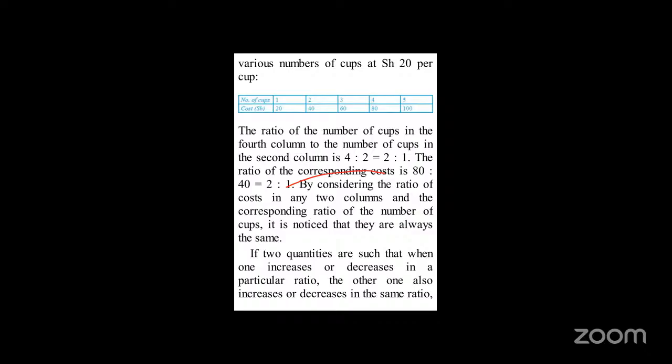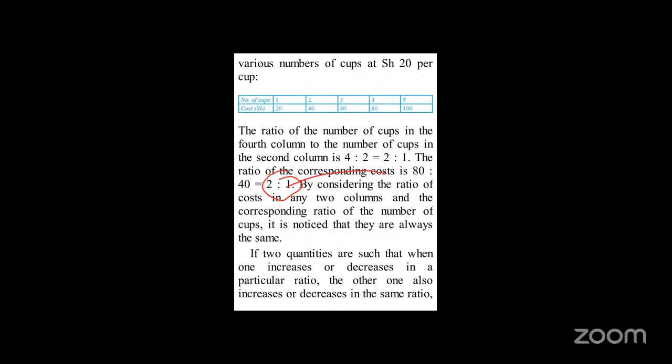So in this case, you see that the ratio of the number of cups in the fourth column to the number of cups in the second column is 4:2, which is 2:1. So therefore, the ratio of the corresponding cost is 80:40, whereby ukisimplify itakuwa 2:1. By considering the ratio of the cost in any two columns and the corresponding ratio of the number of cups, it is noticed that they are always the same.